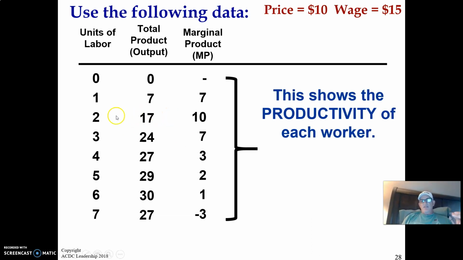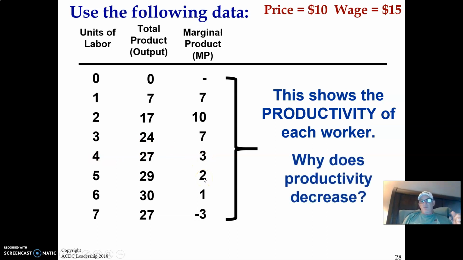It shows us number 2 worker. We know hiring that number 2 worker is a really big deal, because he's bringing 10 more units to our business, 10 more widgets. That 3rd worker is bringing us 7, right? The 4th worker is bringing us 3. That's going to mean something here when we do the math, okay?